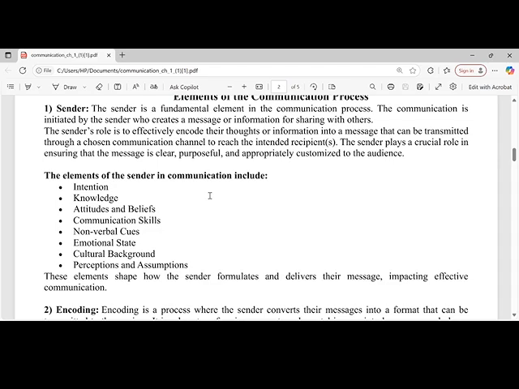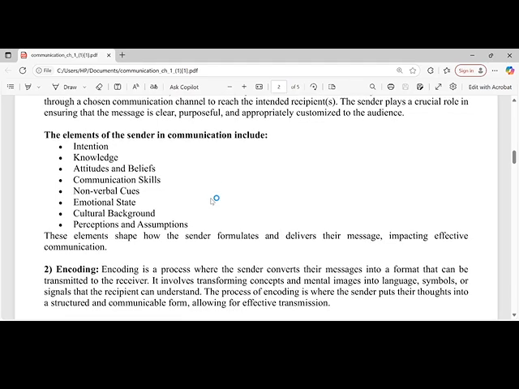according to the audience choice. Basically these are characteristics of a sender in communication, which include intentions, knowledge, attitude and beliefs, communication skills, non-verbal cues like body language, eye contact, emotional state, cultural background, perceptions, and assumptions.